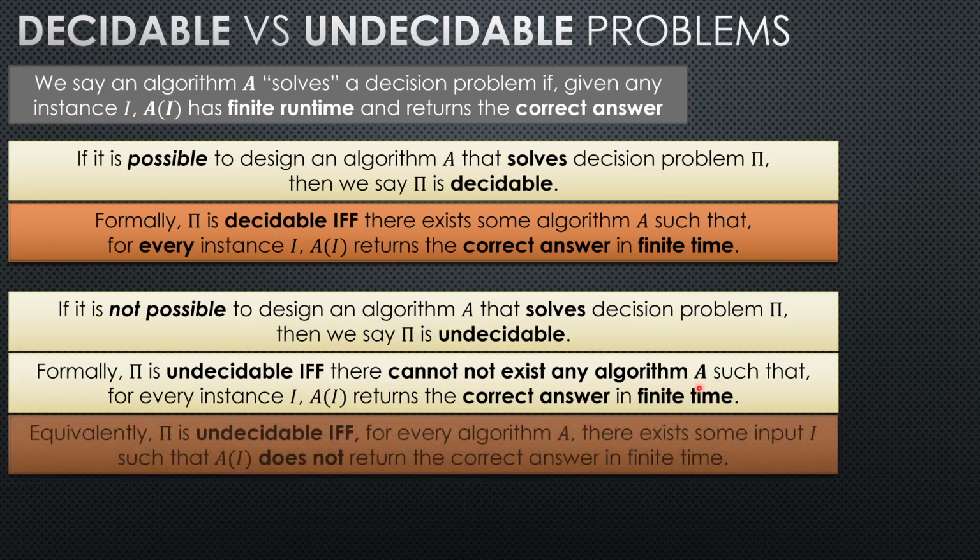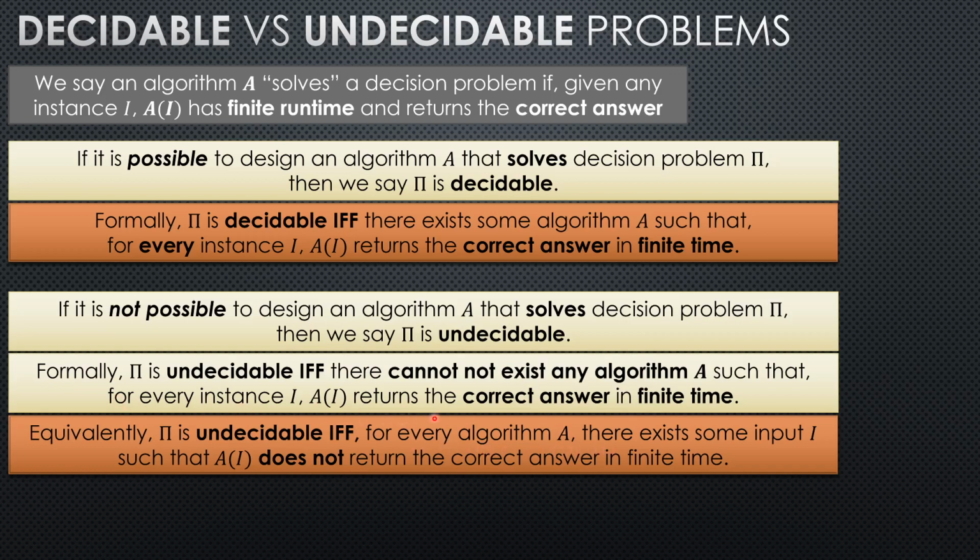Okay, well, what do I mean I cannot exist an algorithm A? Well, I can rephrase this as an equivalent logical statement. I can say pi is undecidable if and only if, for every algorithm that does exist, there is an input I such that A of I will either fail to return the correct answer or it'll take infinite time. Okay, that's the negation of there exists an algorithm to do this. The negation of there exists an algorithm to do this is every algorithm that does exist cannot do this. Okay, well, what do you mean cannot do this?